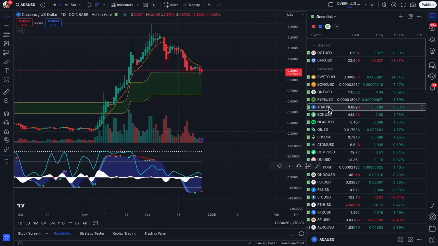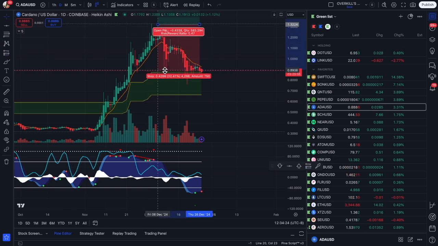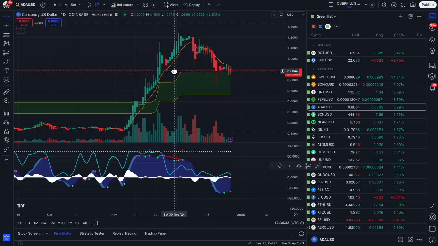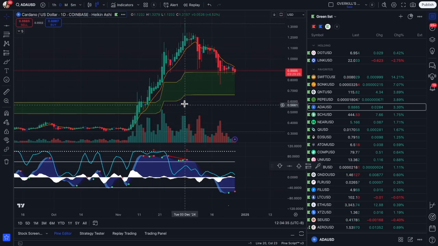There's ADA. Here's ADA. ADA had this big rip up to 132. What was everyone doing? Everyone was freaking out. Everyone was going, oh my God, ADA, ADA, ADA's going to the moon. It's the next big thing. When they start screaming like that, you can bet that we're up extended off of the golden zone.